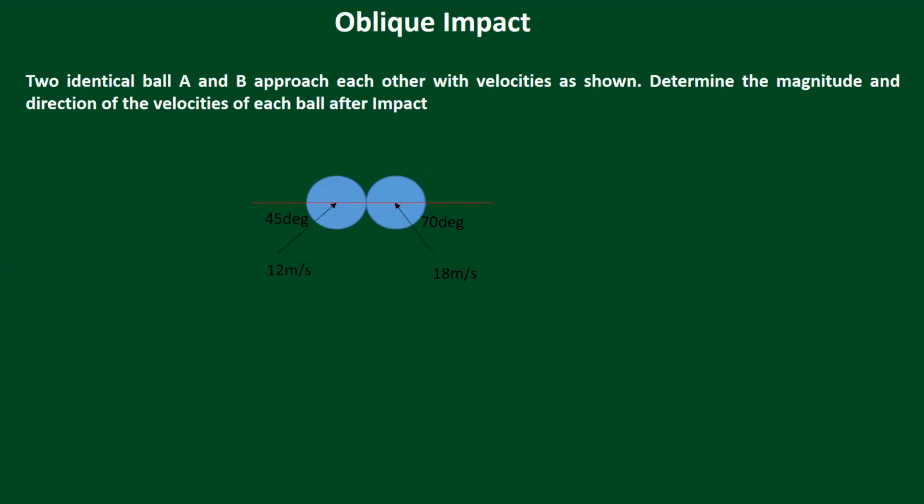Now the second type, or the second category, in the impact is the oblique impact. So we have already seen what the meaning of oblique impact is. In case of oblique impact, the velocity directions before impact and after impact are not directed along the line of impact. So they are at an angle theta with the line of impact. So let us solve the problem on the oblique impact. Refer to the first problem.